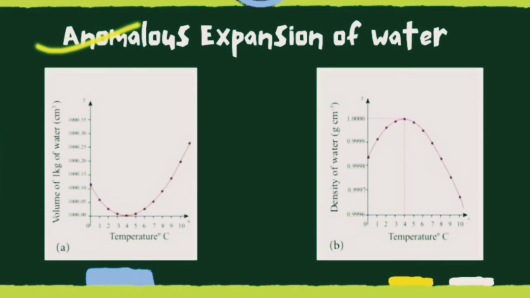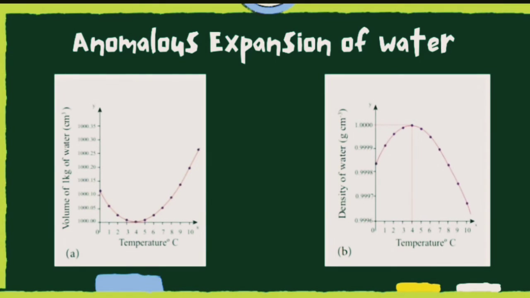Our next topic is anomalous expansion of water, or we can say abnormal behavior of water. We know that when we decrease the temperature of water, the volume of water also decreases, and as density is inversely proportional to volume, the density of water starts increasing. But this change takes place only till 4 degrees Celsius, that is, the density of water is maximum at 4 degrees Celsius. Below 4 degrees Celsius, water shows an anomalous behavior, that is, the volume of water starts increasing instead of decreasing, and hence its density also decreases.